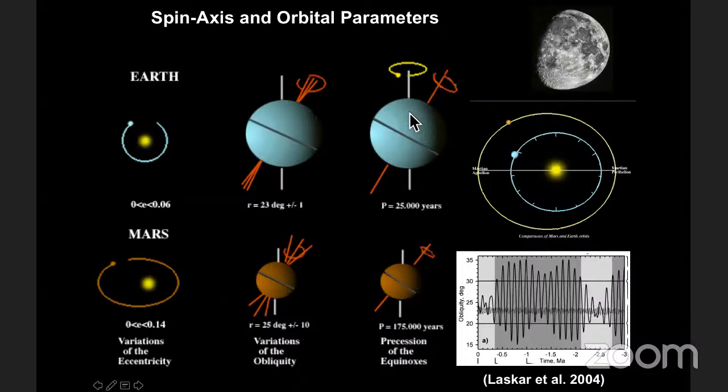So another key here is spin axis and orbital parameters. I mentioned to you that the current spin axis is approximately the same on the Earth and Mars at the present time. On the other hand, Mars is known to have significant variations in its eccentricity, its orbital eccentricity, and also in its obliquity.